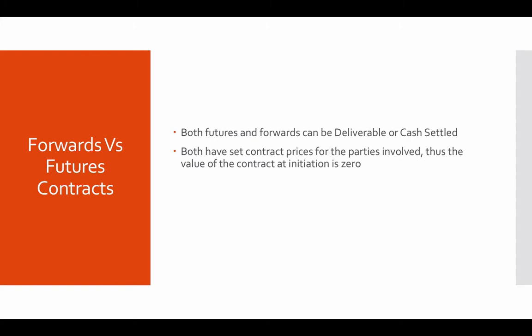Now both have set contract prices for the parties involved. That is, when you enter into a contract such as a forward contract, either as a buyer or a seller, you both have agreed upon the contract price which is involved, and thus the value of the contract at the initiation itself is zero, because right now you can't transfer that forward or future, you can't really ask for physical delivery right now. There's no cash settlement involved, nothing.